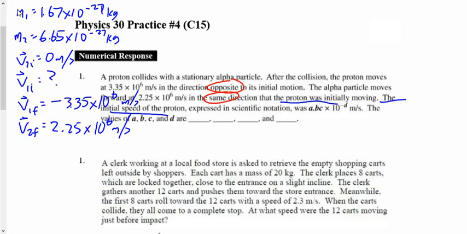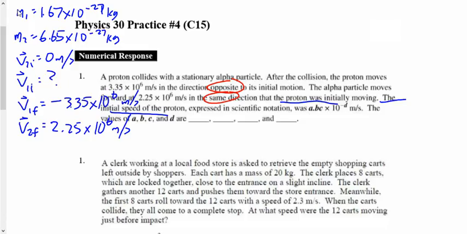Do those signs make sense? Positive and negative? Bottom line is V1F and V2F have to be opposite signs. One of them is positive, one of them is negative. Which one is which? Doesn't really matter. The way that I did it, I assumed that the alpha particle was positive and the proton was negative.